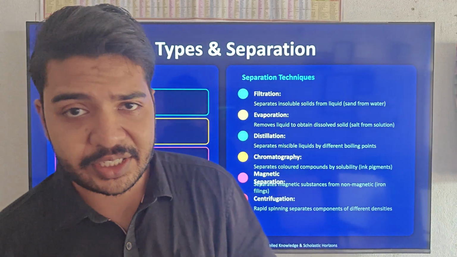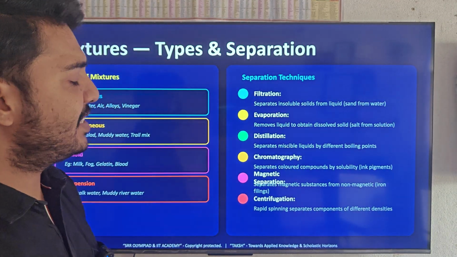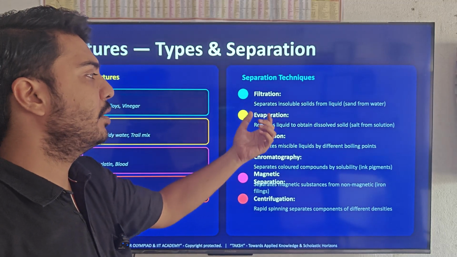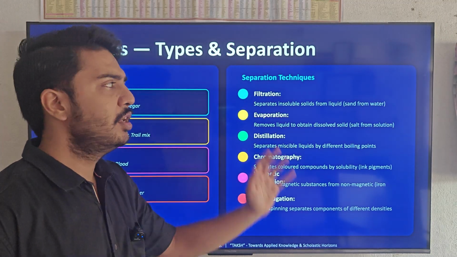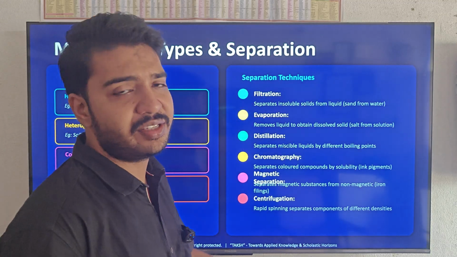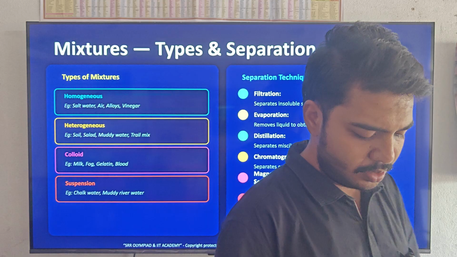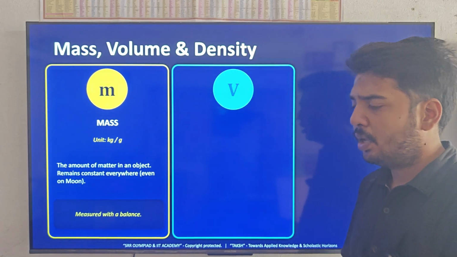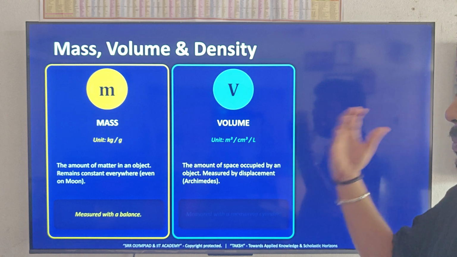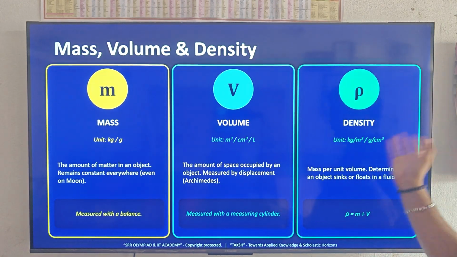And when you go for separation techniques, how many types do we have? Six kinds of separation techniques: filtration, evaporation, distillation, chromatography, magnetic separation, and centrifugation. We will be discussing this in a separate video. Okay, next, about mass, volume, and density. So matter has mass, matter has volume, and matter also has density.